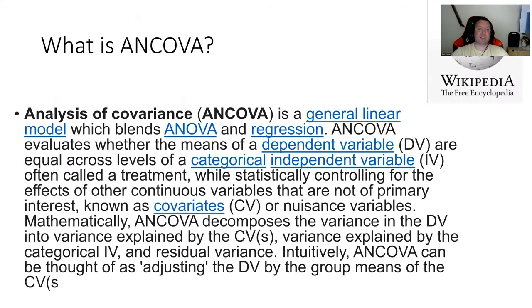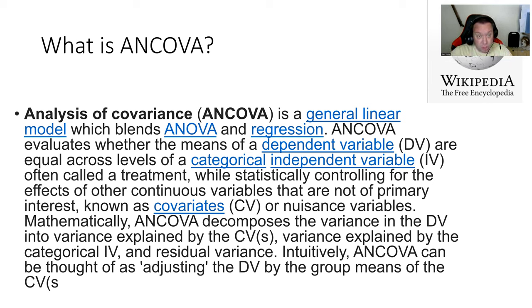Okay, so what is ANCOVA? ANCOVA is analysis of covariance. So it's similar to ANOVA, which is analysis of variance, but it is a general linear model and it blends ANOVA, which deals with categorical variables, so wild type, knockout, het, there's three different categorical variables, but also regression, so continuous variables like body weight in our case.